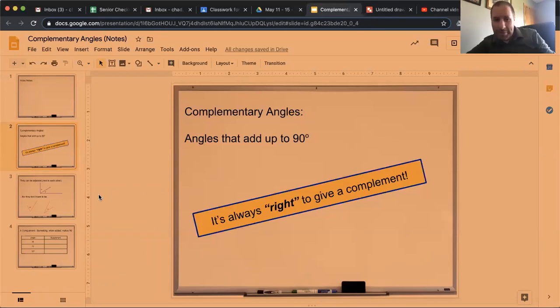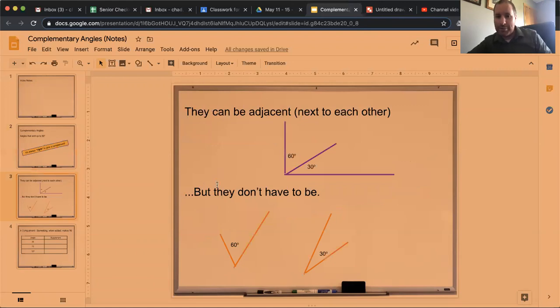But just some examples of that stuff, again, just like with supplementaries, they can be adjacent, meaning they can be next to each other. These two would add up to be 90 degrees, but they don't have to be, right? They can be separate. But as long as they add up to 90 degrees, we call those complementary angles.